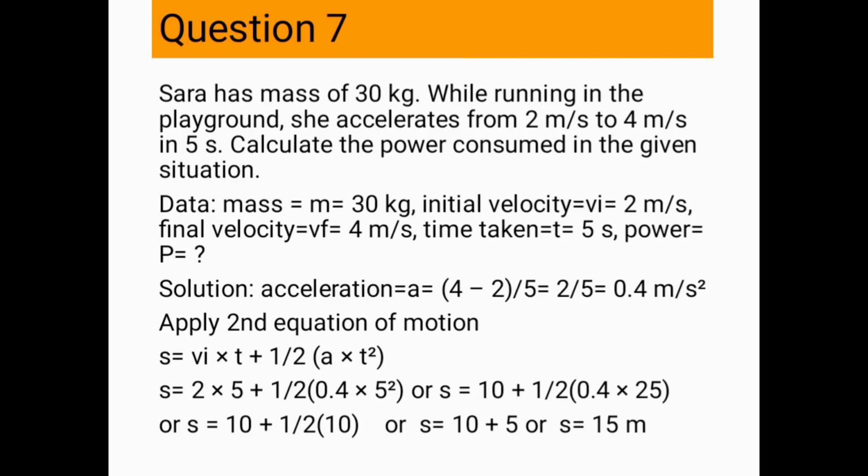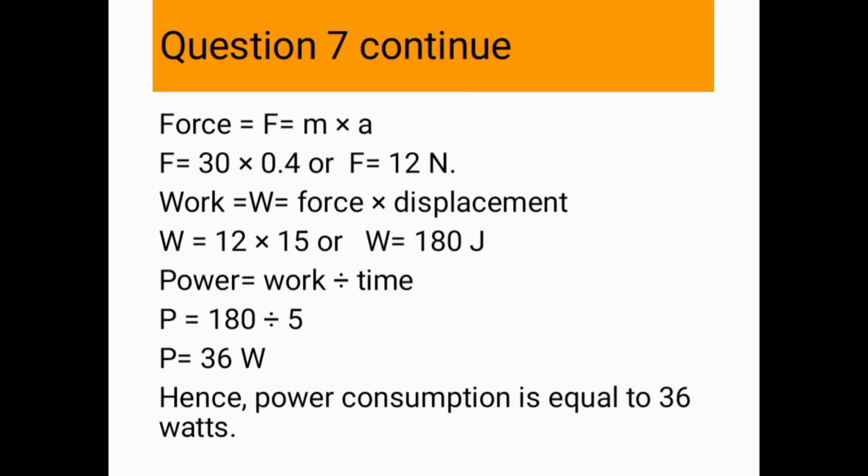Solution: acceleration equals (4 minus 2)/5 equals 2 divided by 5 equals 0.4 meters per second squared. Apply the second equation of motion, S equals vi t plus 1/2 a t squared. S equals 2 times 5 plus 1/2 times 0.4 times 5 squared, or S equals 10 plus 1/2 times 0.4 times 25, or S equals 10 plus 1/2 times 10, or S equals 10 plus 5, or S equals 15 meters. Force, F equals m times a. F equals 30 times 0.4, or F equals 12 N.